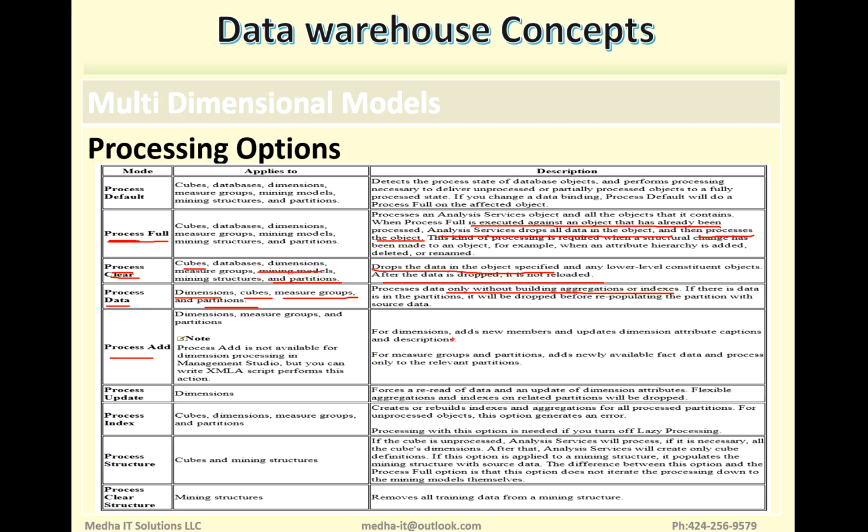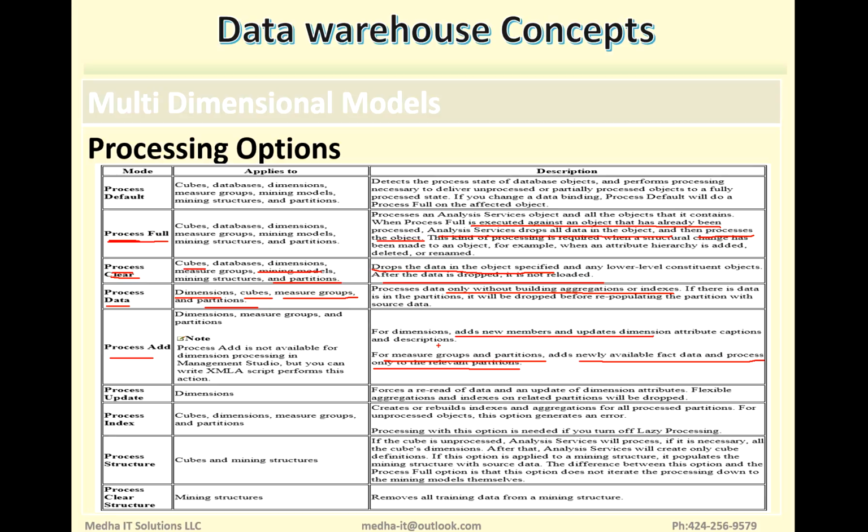Process add, for dimensions, adds new members and updates the dimension attribute captions and descriptions. For measure groups and partitions, it adds newly available fact data and processes only the relevant partitions. That means process add is used when you want to add new data. Let us say you are getting data every day from the source. Once you process the data in your dimension, you want to add the data, that means you are always expecting new data into the table.